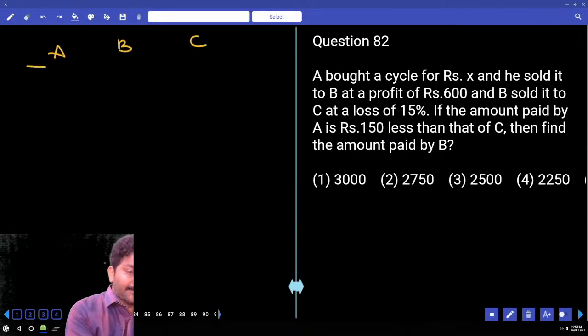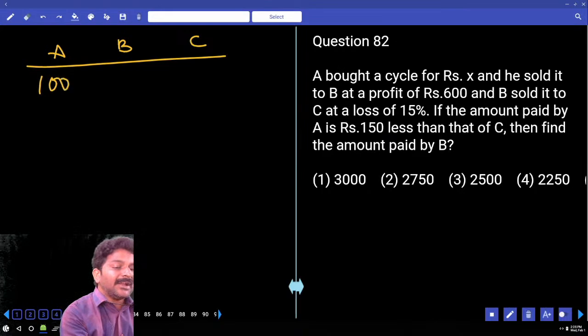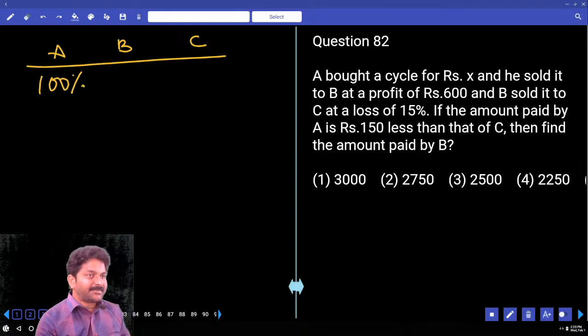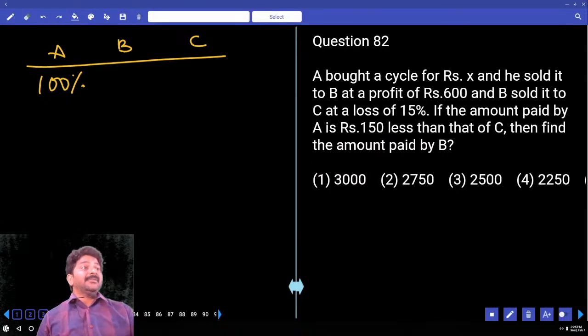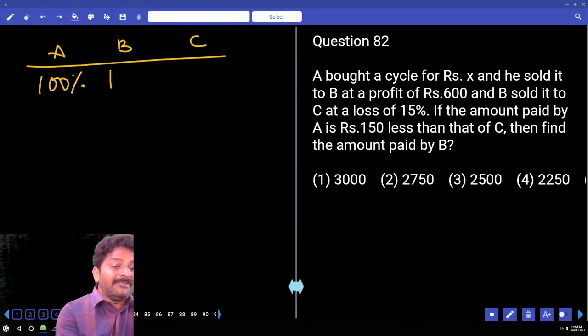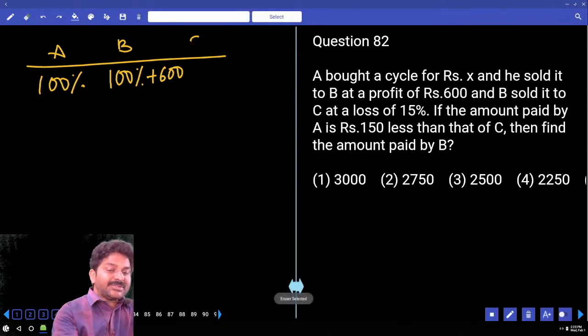Three members are there. A first purchased it for X rupees. I will take X as 100% for simplification purpose. Then A sold it to B at a profit of 600. Then B will pay 100% plus 600, correct? Now B is selling it to C at a loss.